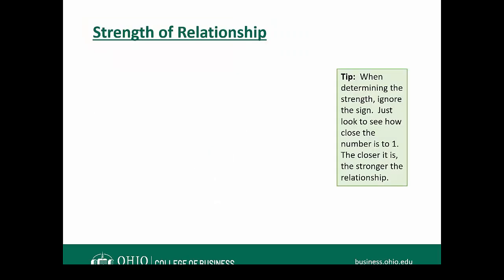The second aspect of a correlational relationship is the strength of the relationship. You can indicate the strength by the actual value, the actual number of the correlation coefficient. Again, the correlation coefficient ranges from -1 to +1, and the closer the value is to either -1 or +1, the stronger the relationship is. I recommend when looking at the strength, just ignore the sign. Just look to see how close the value is to 1, and the closer it is, the stronger the relationship is. And here's a chart that you can use to categorize the strength.